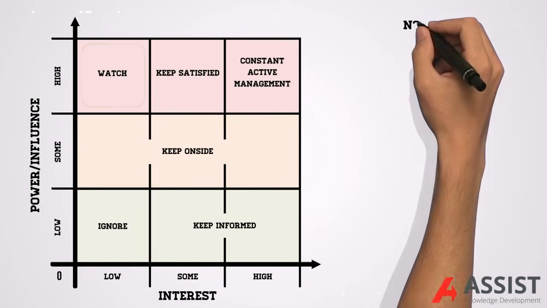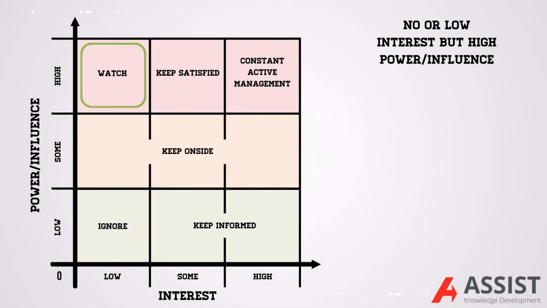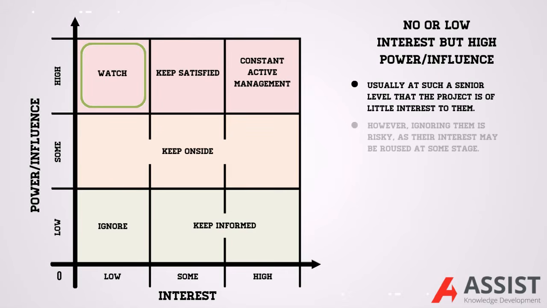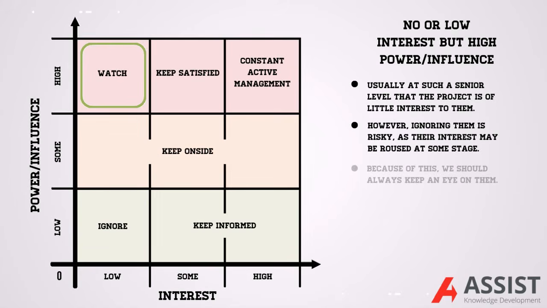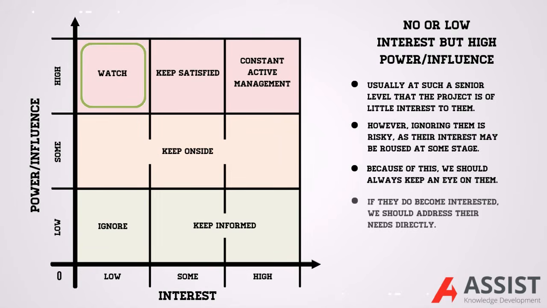At the top left of the grid, we have stakeholders with no or low interest but high power influence. These stakeholders are usually at such a senior level that the project is of little interest to them. However, ignoring them is a risky approach because external factors may rouse their interest, which might cause them to intervene and exert their influence on the project. Because of this, we should always keep an eye on them, and if they do become more interested in the project, we should address their needs directly, possibly through one-to-one meetings.